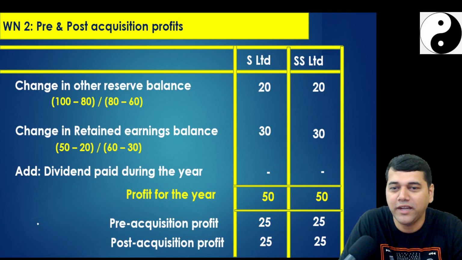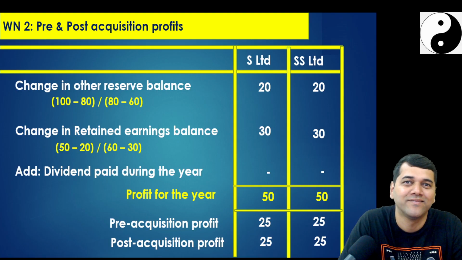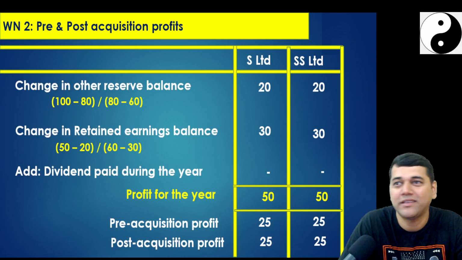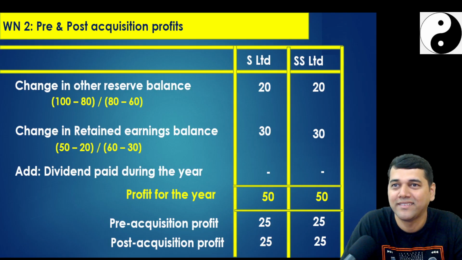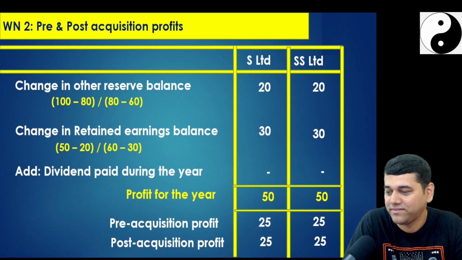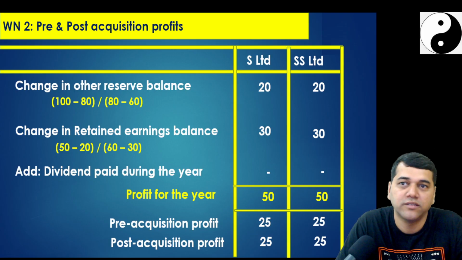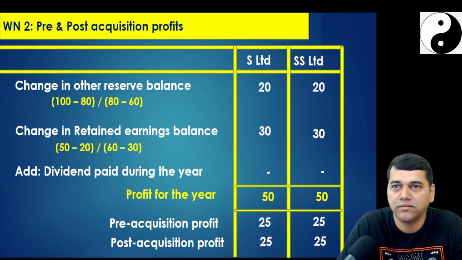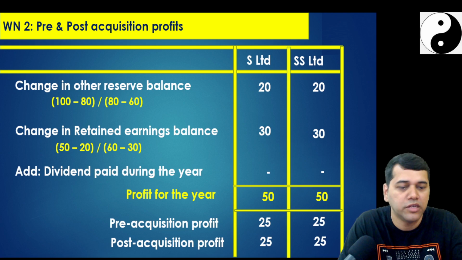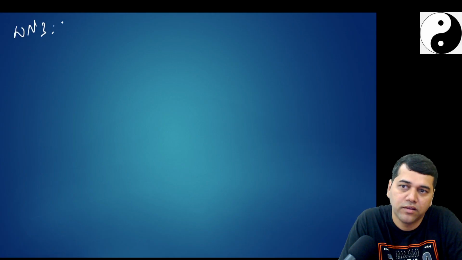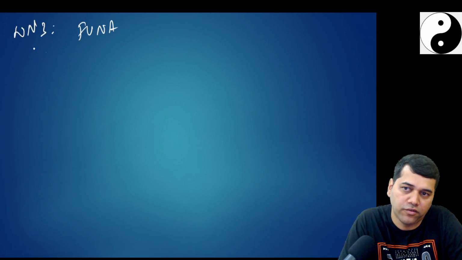Because it doesn't make any difference where you adjust what, here in the study material. But in examination, it makes a difference. Yes, what should I do next? Fair value of the net assets. We'll follow the same methodology. Only one thing we skipped here. Working note 3, FVNA, fair value of net assets.